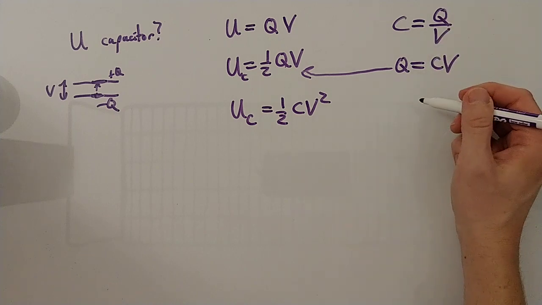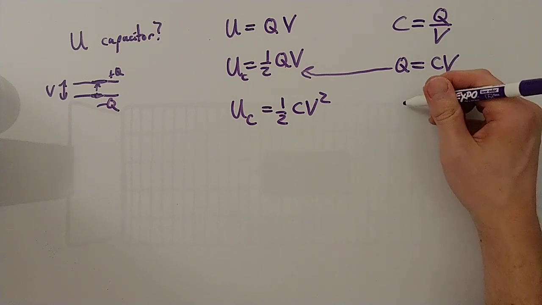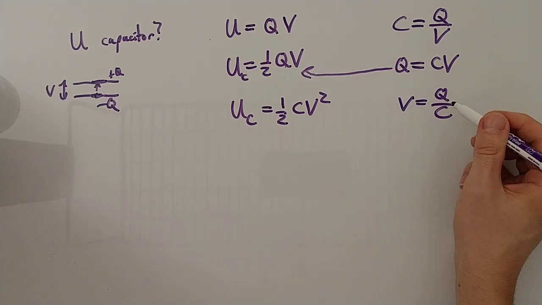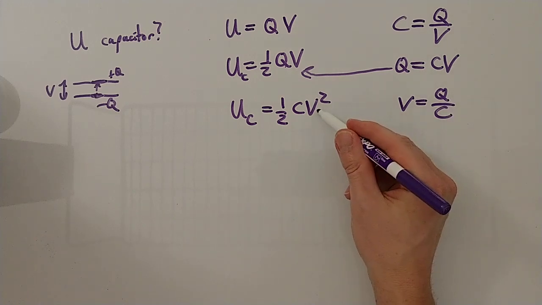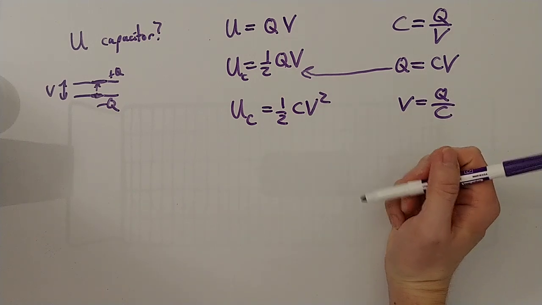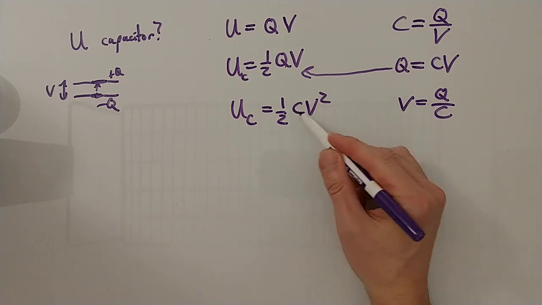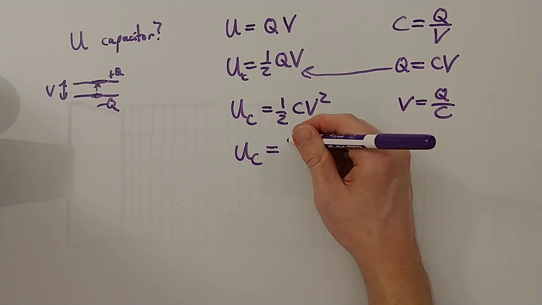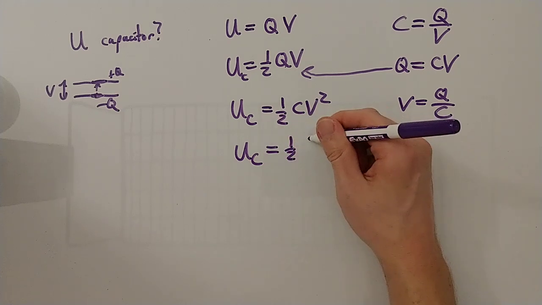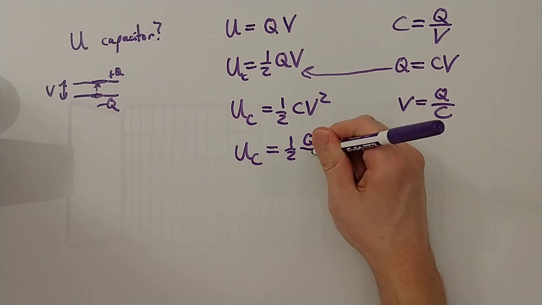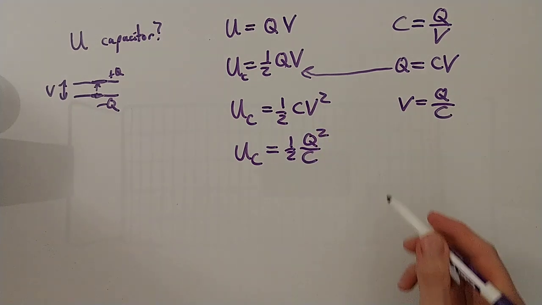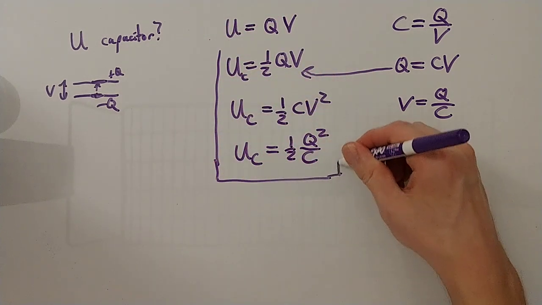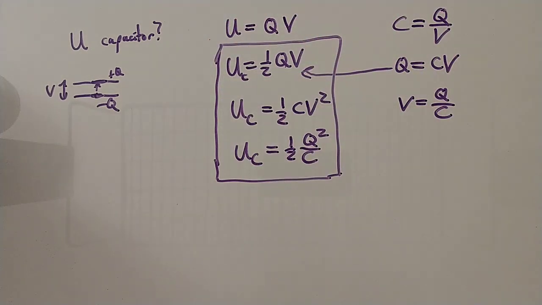Or if I rearrange this another way, I could write V equals Q over C. And if I plug in Q over C for the V, you'll get Q squared over C squared, but then one of the C's will cancel. And the other way we can write the energy in a capacitor is 1/2 times Q squared divided by C. So here you have it, three different ways of writing the amount of energy in a capacitor.